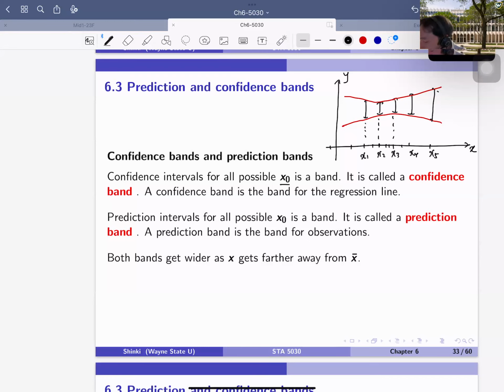Because we have infinitely many possible x values, we cannot calculate everything. So basically, we are estimating this band for the range in which x exists. It's reasonable to take just the observed x values and make an interval for each of those x.